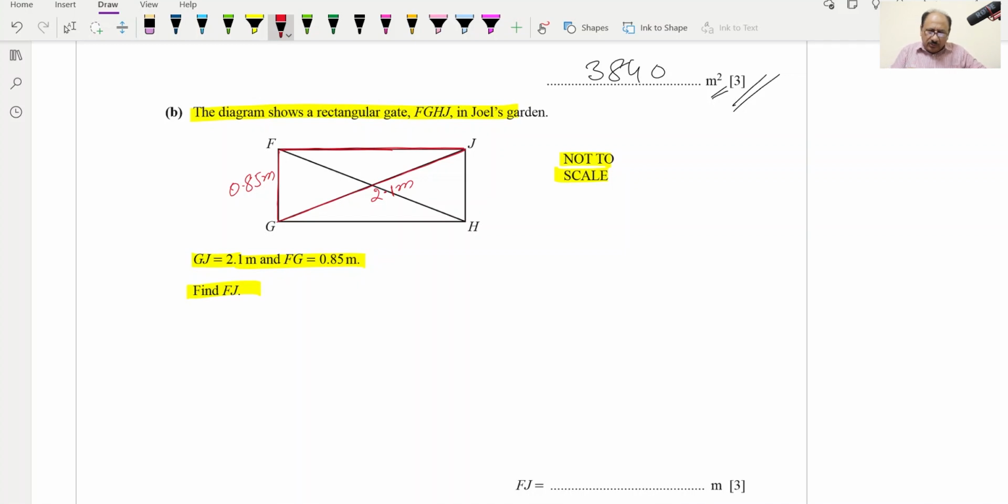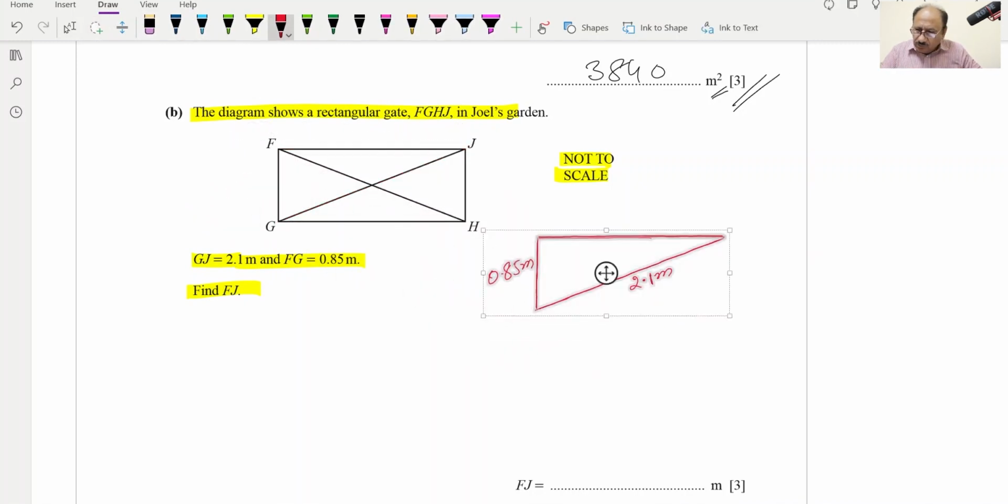So FJ is required. Now what we can do, we can take this diagram and understand it. This is the triangle for which we require this side. This length is required, so we can apply Pythagoras theorem. This is a rectangle, so this will be 90 degrees. Hence we can apply Pythagoras theorem or Pythagorean theorem. This will be our hypotenuse, this will be opposite, and this one will be adjacent for this angle.